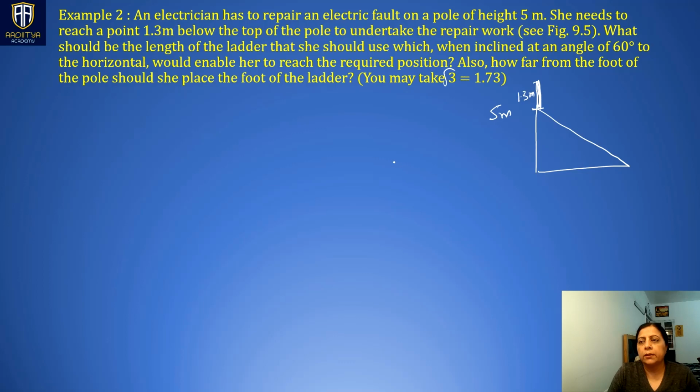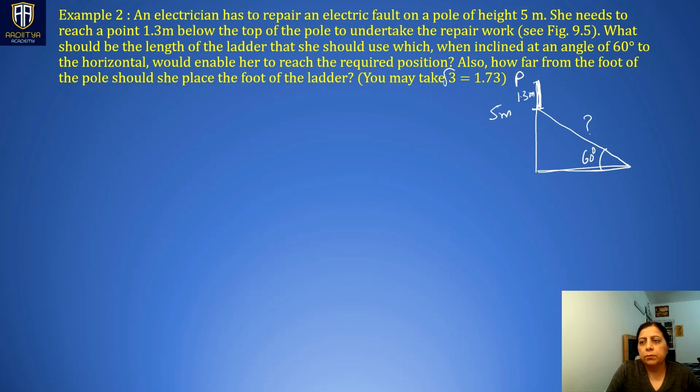So this is the required distance. Now, she says, what should be the length of the ladder that she should use? I have to find the length of the ladder. You must have seen those wooden ladders which are placed to reach a particular height. Now, we have to find this. Next, when inclined at an angle of 60 degrees to the horizontal, that ladder has to be placed so that it makes an angle of 60 degrees with the ground, right?